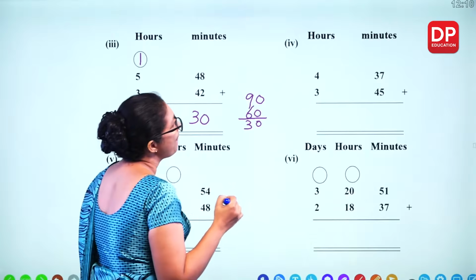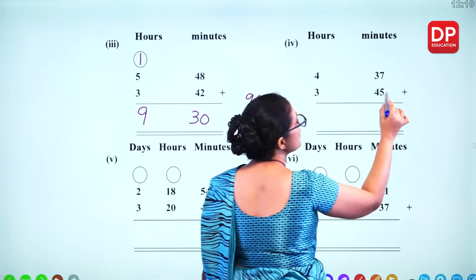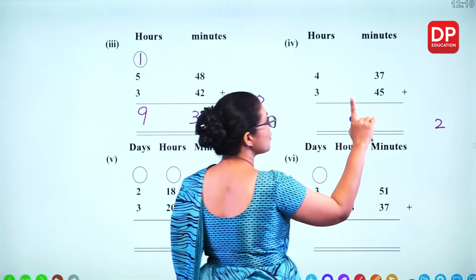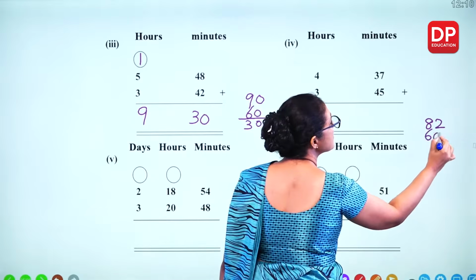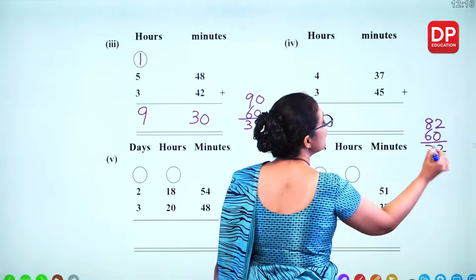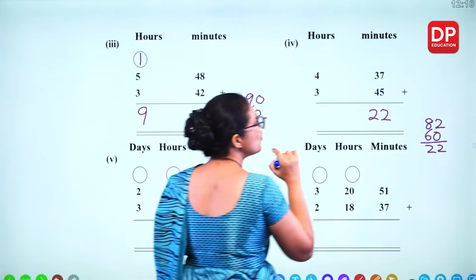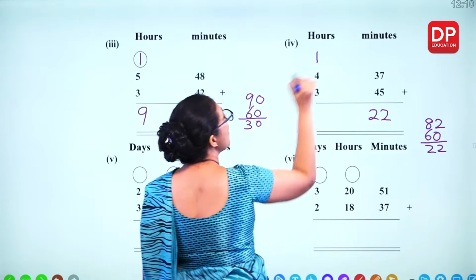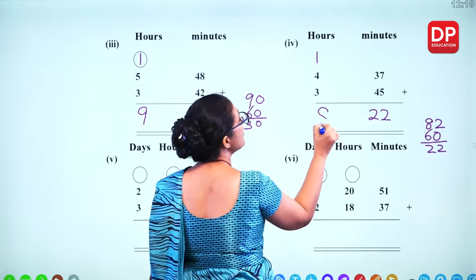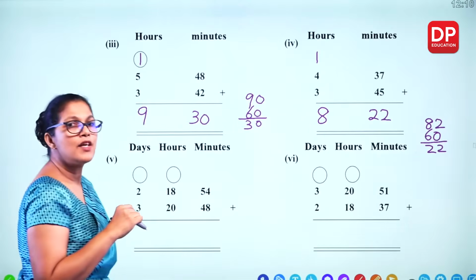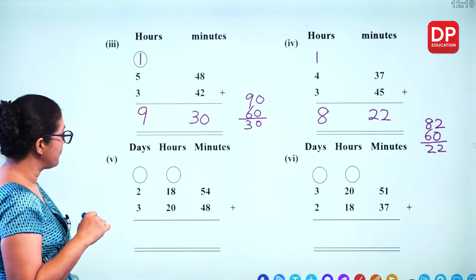This one, what's the addition? 7 plus 5, 12, 1 remaining. And 4 and 4, 8. Subtract 60 from there. You get 22 here. 22 minutes. You have to take 1 there. 4 plus 3, 7. 7 plus 1, 8. 8 hours and 22 minutes.